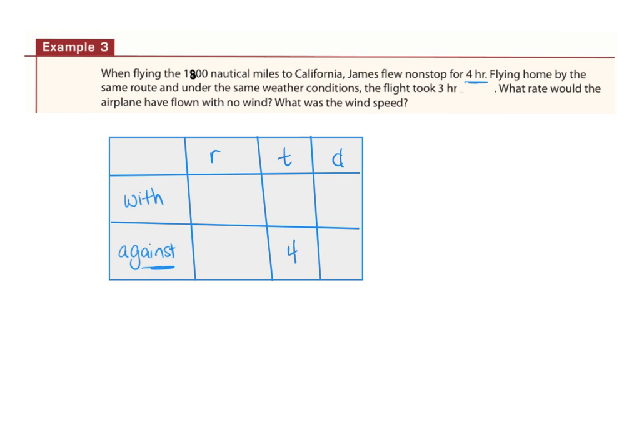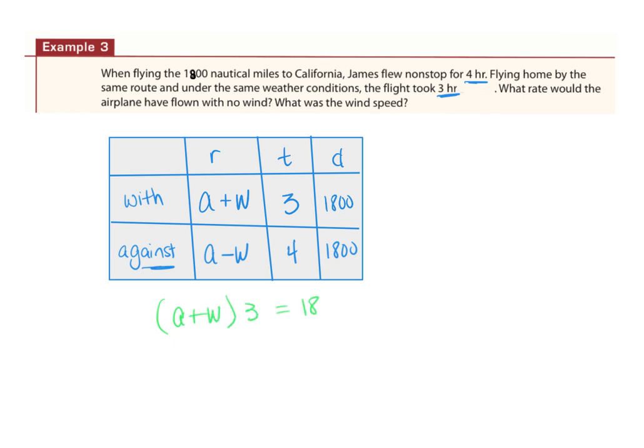And his rate is going to be the airplane minus the wind. It's hurting him. With the wind should take less time. That's our 3 hours. And his rate is going to be adding the two. The distance, though, from there and back is actually the same. And so that's what this looks like right here. It's the same distance. All right?